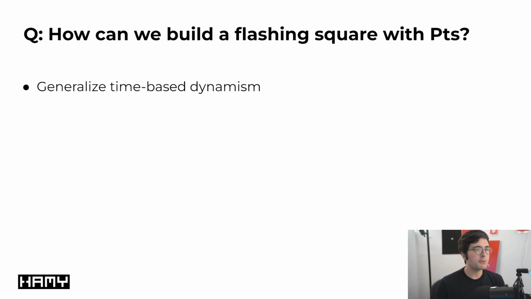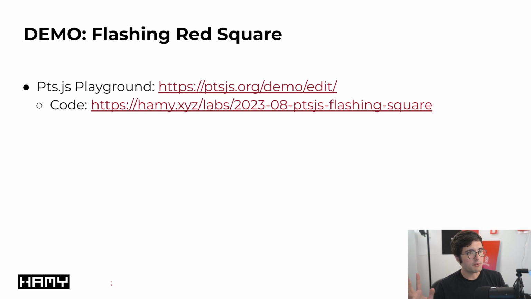And so what we're going to be doing in this video is really trying to understand how can we build this flashing square with Pts.js. And the idea is by the end of this, we should have a generalized approach to time-based dynamism. So allowing our sketch to change with time. How do we hook into that time thing and do something with it? And so to do this, we're building that flashing red square, stripping away everything we don't need and just focusing on this one thing that changes.